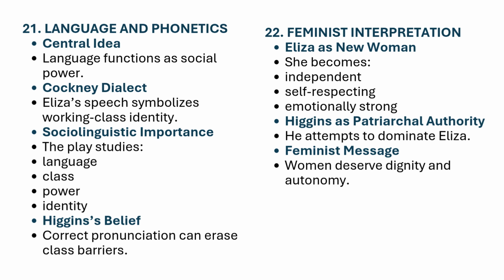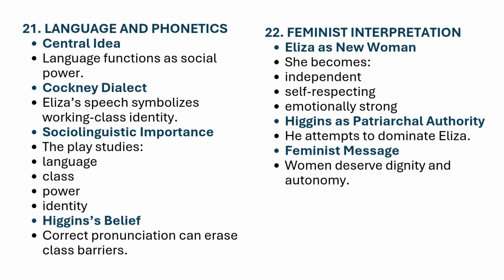Higgins firmly believes that correct pronunciation can erase class barriers. His experiment with Eliza is based on this belief. When Eliza learns refined speech, society begins treating her differently. She gains access to places and opportunities that were previously closed to her. In this sense, Higgins is correct. Language can influence social mobility.